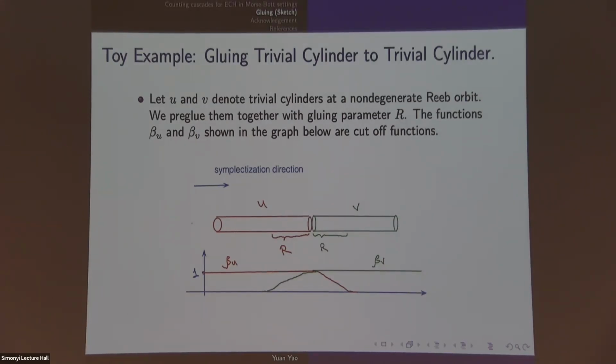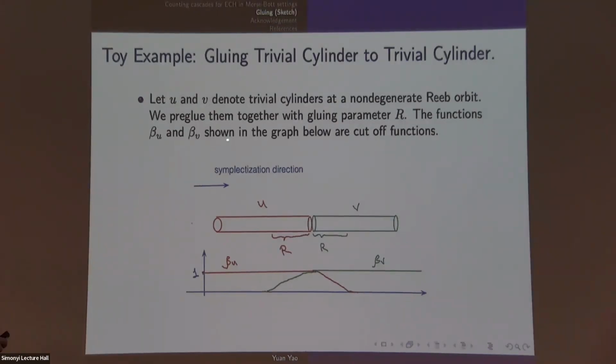So here's a toy example. I'm going to try to glue a trivial cylinder to a trivial cylinder. So forget everything I've said in this talk. Imagine you have a non-degenerate Reeb orbit and you have two trivial cylinders, and we want to glue them together using the Hutchings and Taubes framework. I'm doing this example to illustrate how the machinery there is set up.